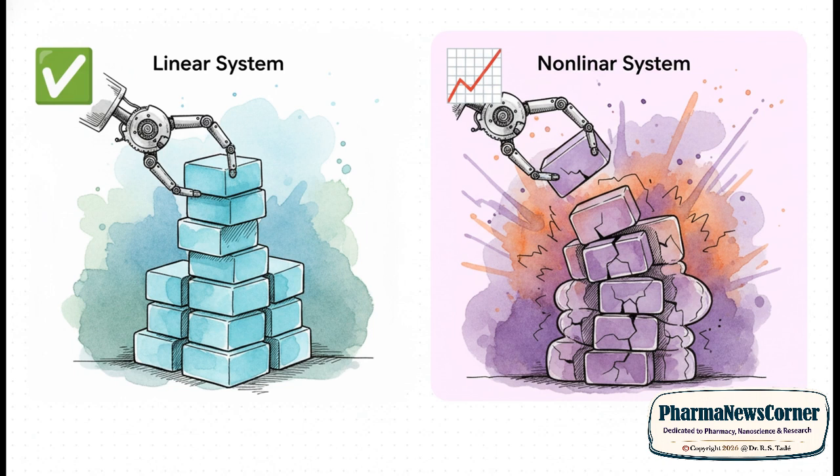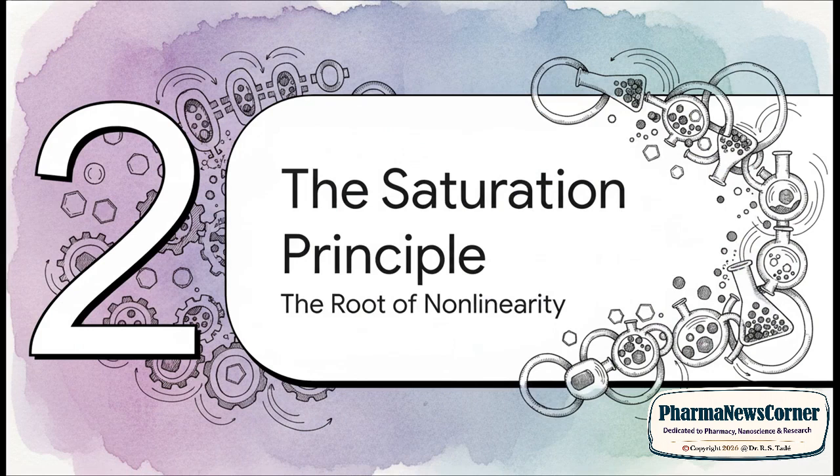Key things, especially drug clearance, actually change as the dose goes up. And that's why doubling the dose can lead to a much bigger jump in concentration. So, what's the culprit here? What actually causes this breakdown in predictability? Well, it all comes down to one single core concept, the saturation principle.